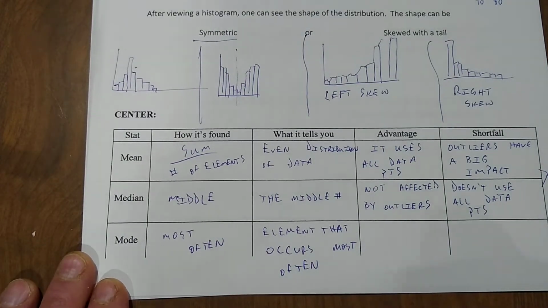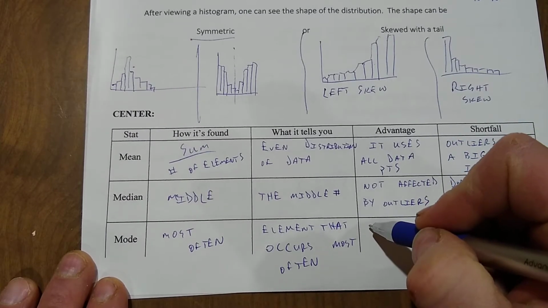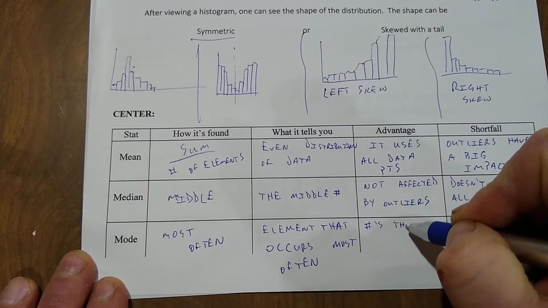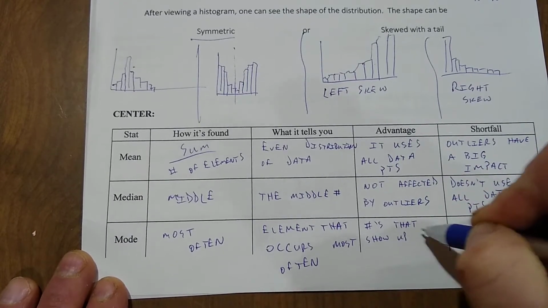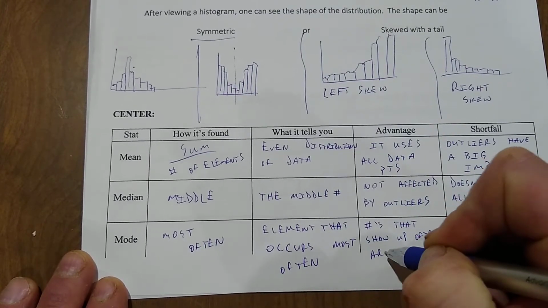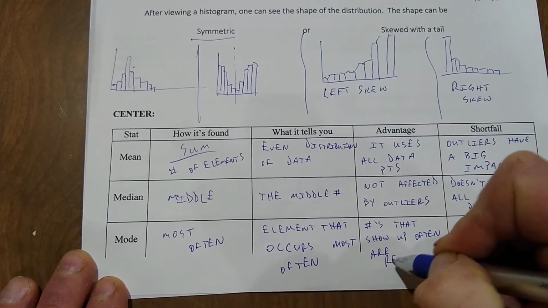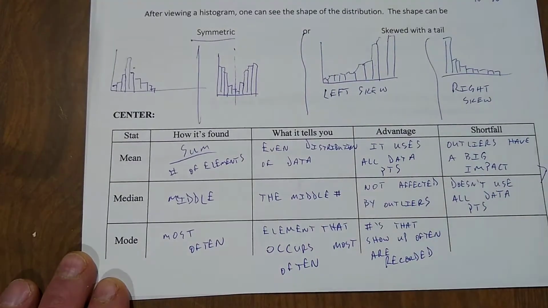The advantage of it is you can see numbers that show up a lot. Numbers that show up often are recorded. That's about it. I'm trying to think about a good time when the mode is going to be used.